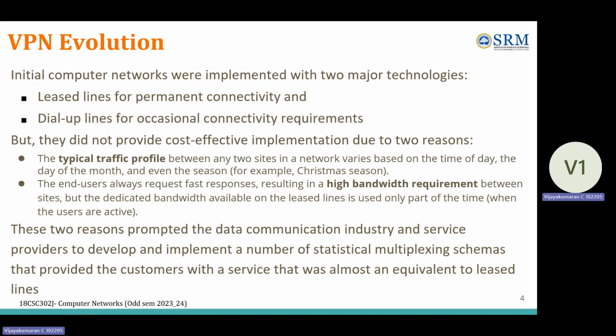Due to these two reasons, the data communication industry and the internet service providers developed a new technology called the virtual private network, which is a statistical multiplexing scheme that provides customers with a service almost equivalent to leased lines, but with more security.